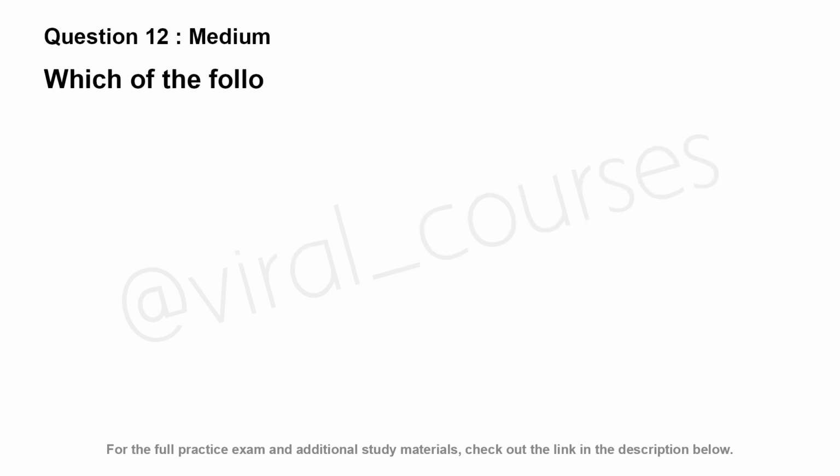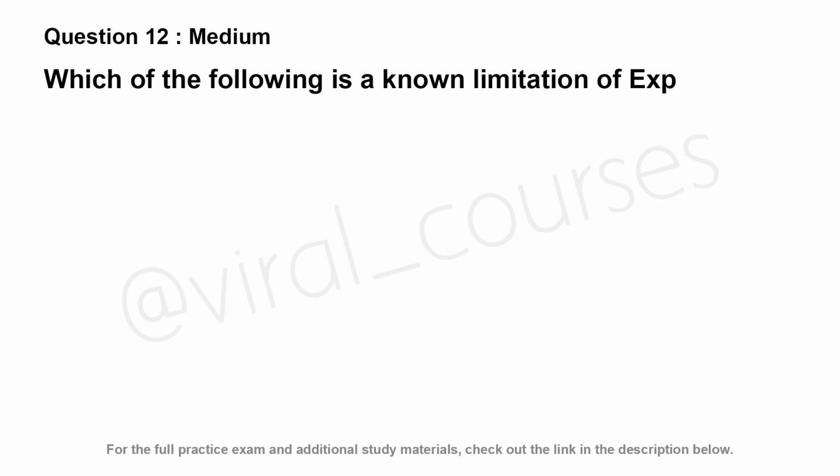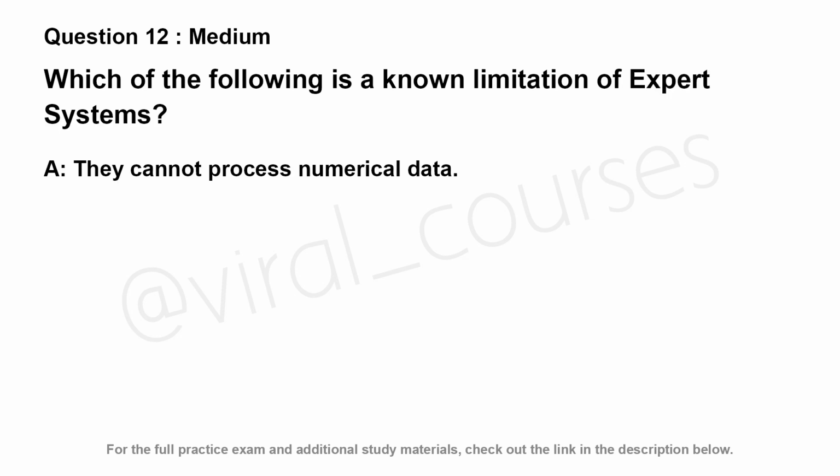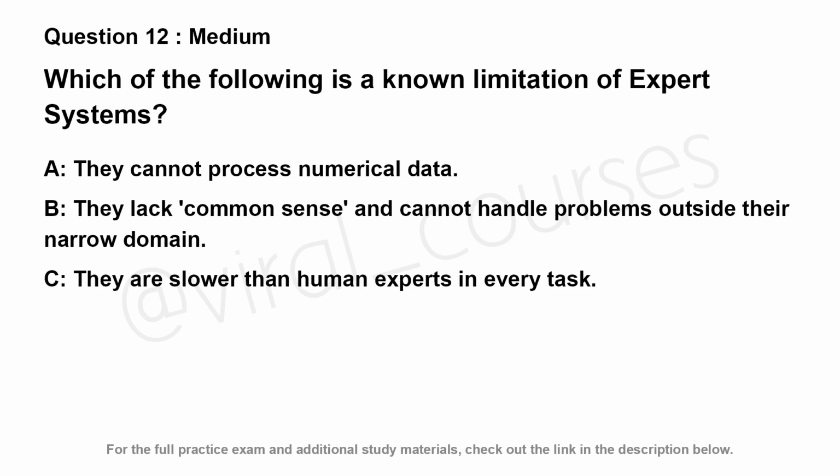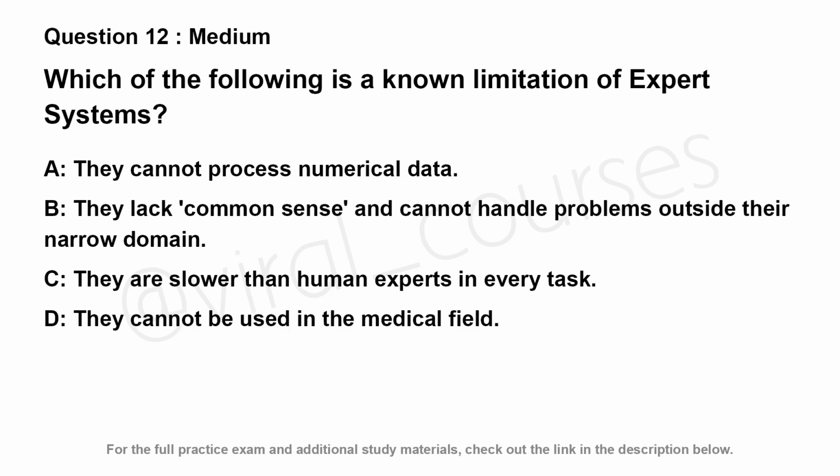Which of the following is a known limitation of expert systems? Option A. They cannot process numerical data. Option B. They lack common sense and cannot handle problems outside their narrow domain. Option C. They are slower than human experts in every task. Option D. They cannot be used in the medical field.